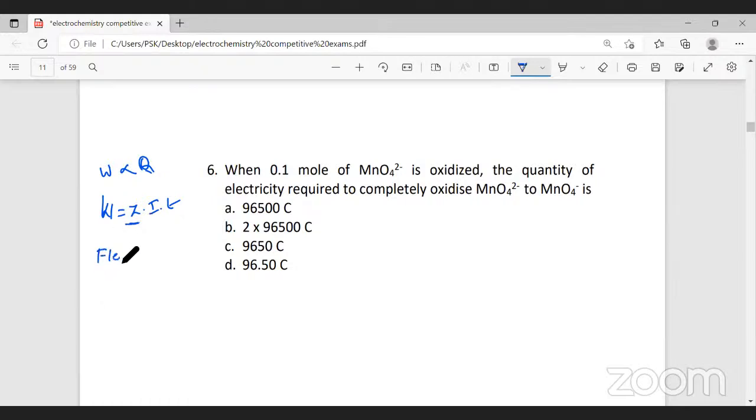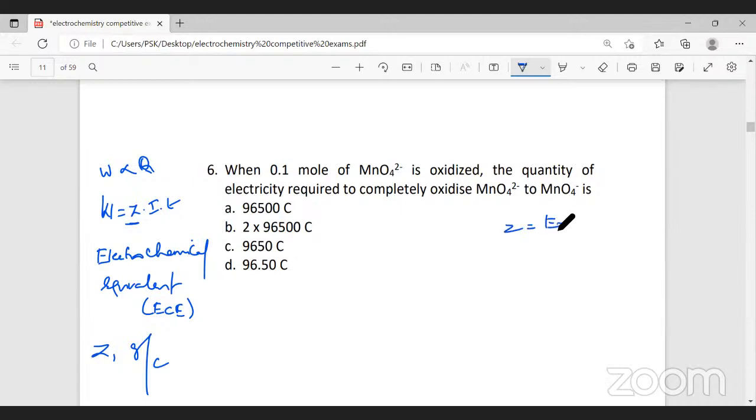This is called the electrochemical equivalent, abbreviated as ECE. And the unit for Z, you should remember, is gram per coulomb. Because we know that Z is given by the formula equivalent weight by 96,500. So equivalent weight is expressed in grams, and this is in coulombs. So gram per coulomb is the unit for electrochemical equivalent. One or two problems, and then we'll go to the next part of the topic.